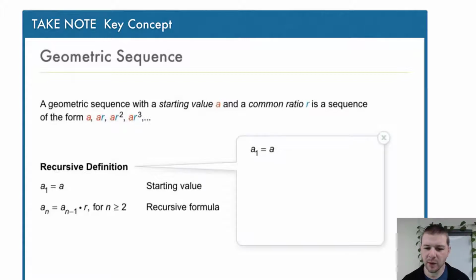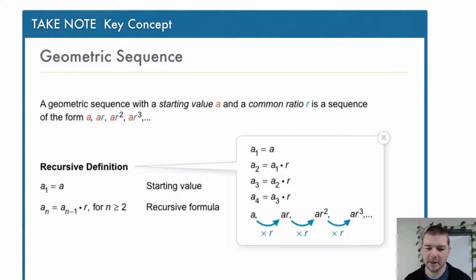So take note, a sub 2 equals a sub 1, the term right before, times r, a sub 3 equals a sub 2, again the preceding term, times r, a sub 4 will equal its preceding term, a sub 3 times r, and so we can see a, our initial term, times r, to get to our next term, remember r is our common ratio, equals ar, times r again equals ar squared, times r one more time, ar cubed, and the pattern continues.